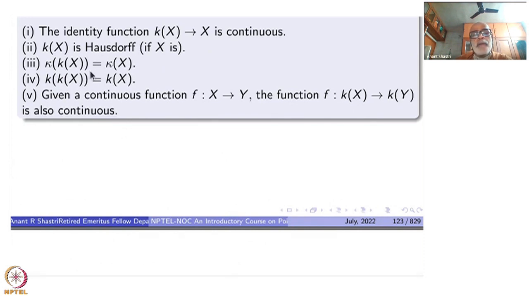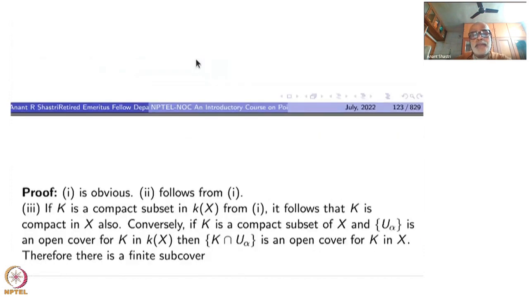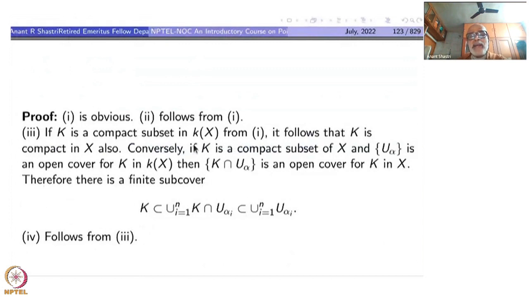Now the third one needs a little more explanation. Take a compact set here, under the inclusion map, which is continuous, it will be compact here also. So that is the beauty. So all compact subsets here are compact here, fine. But suppose something is compact here, why is it compact here? That's what you need to understand, right? So if K is a compact subset in Kx, then from 1, it is compact in X also.